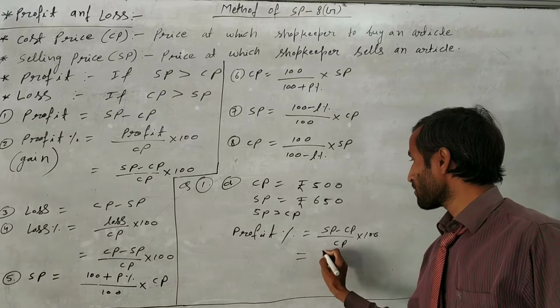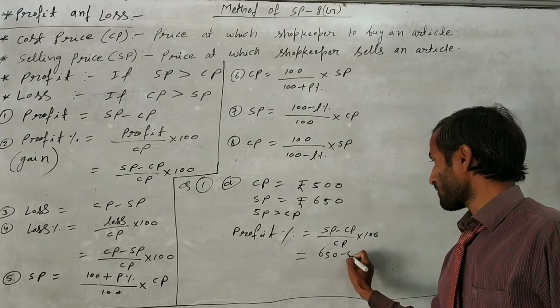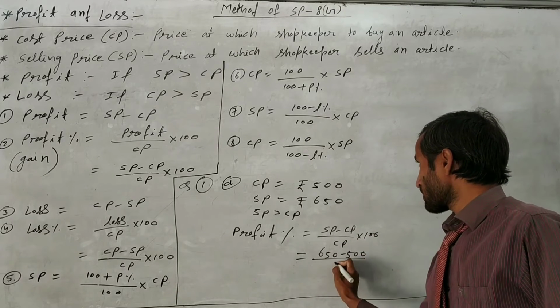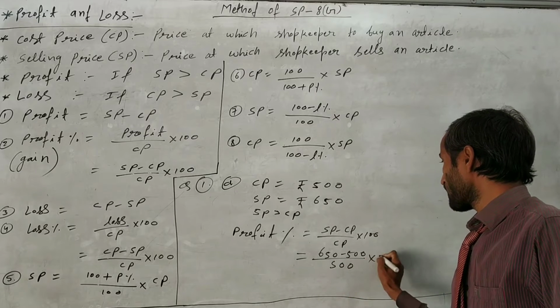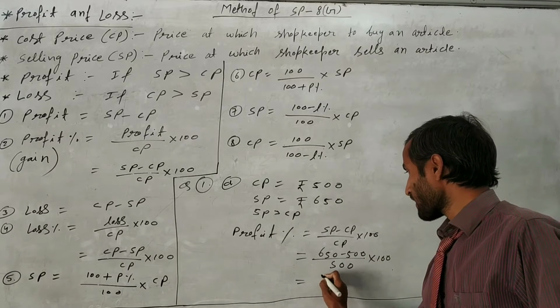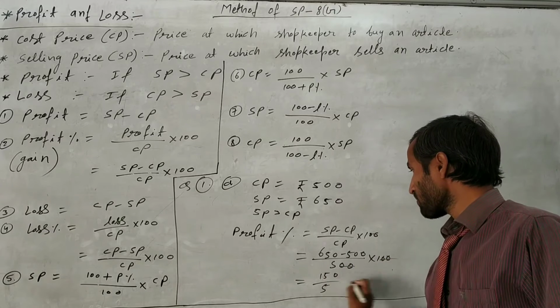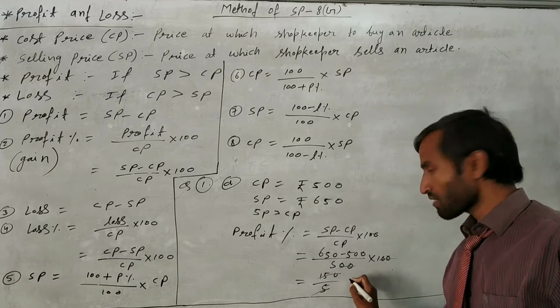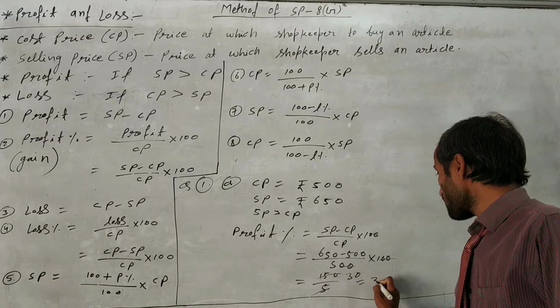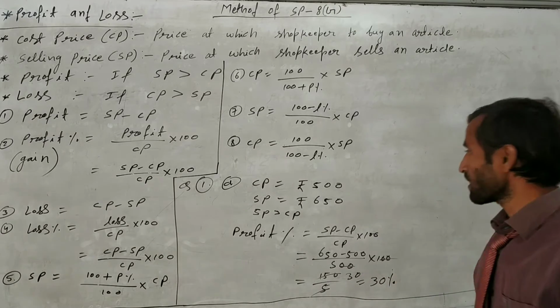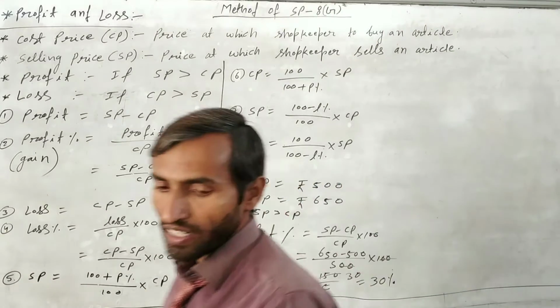In place of SP we put 650 minus 500 upon 500 into 100. Subtracting, we get 150 upon 500 into 100. Cancelling out, it comes 30. So the answer is 30%; we will gain 30%. So part A is completed.